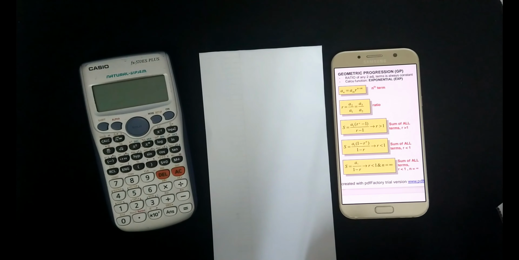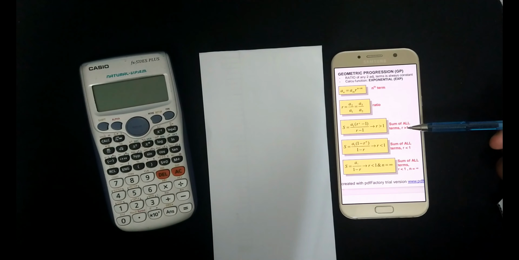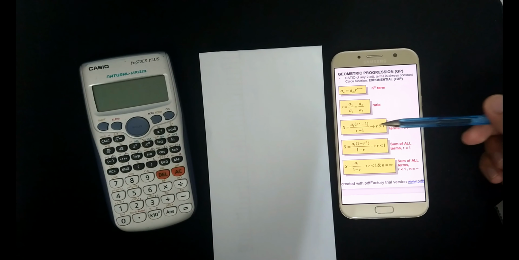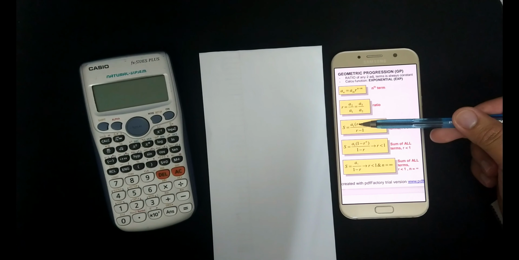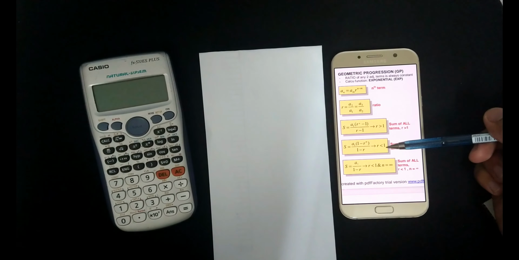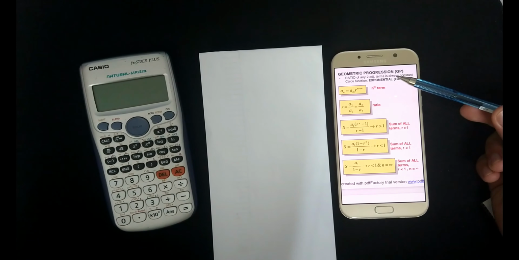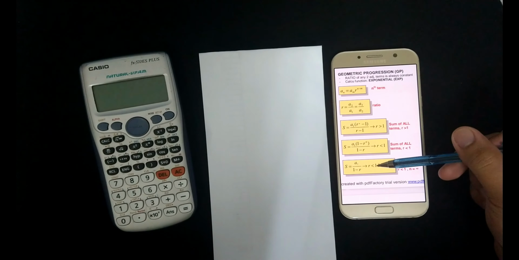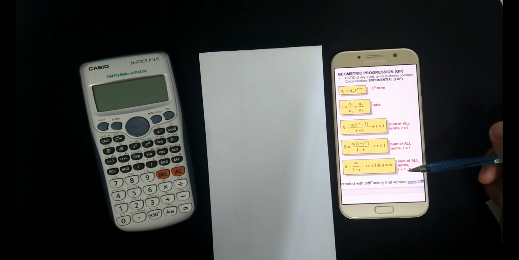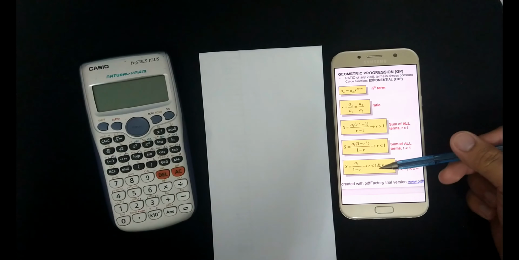And this one will be the formula in finding the sum of all terms wherein r is greater than 1. If r is lesser than 1, this will be the formula for the sum of all terms in geometric progression. And if r is lesser than 1 and n is infinity, meaning it's an infinite geometric progression, this one will be the formula in getting the sum of all terms. So let's start.